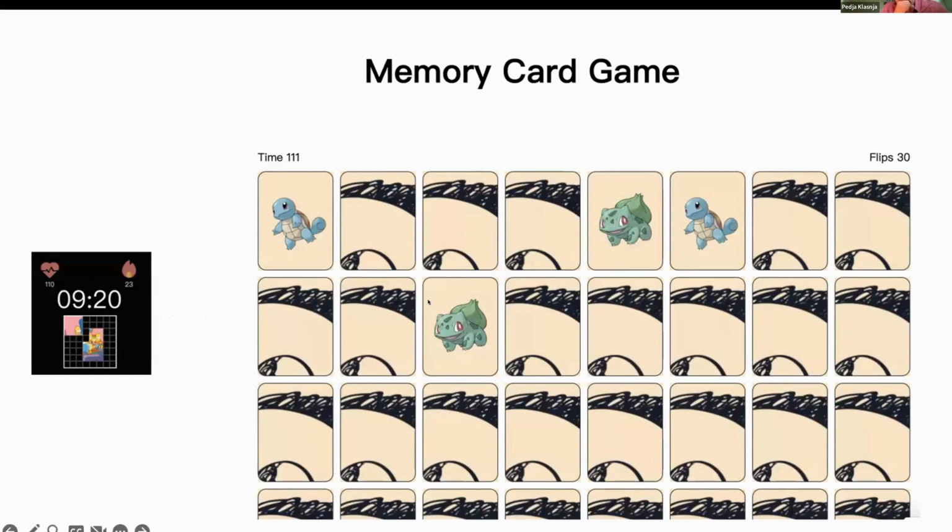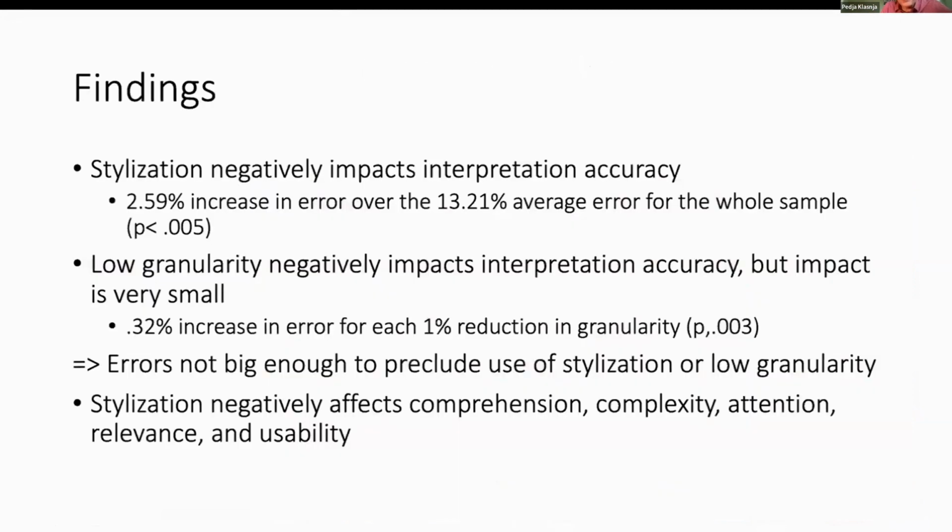And this is kind of what it looked like. The idea here was that when a smartwatch display would show up, it was the size that you would see a watch from about 2 feet, which is typically how far our wrist is when we look at the time, right? And so what did she find? She found that stylization negatively impacted the accuracy of interpretation, but it wasn't a very large error.